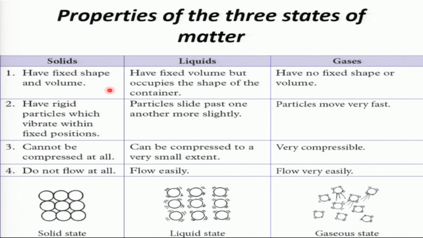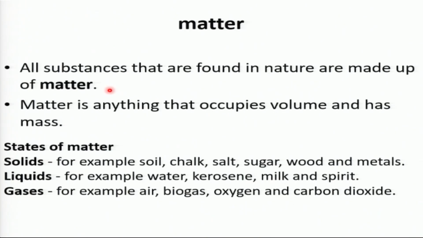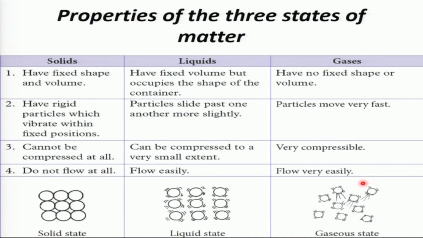So let us look at the shape of solids. Remember the examples we have given on the solid state? If you go back and look at the examples, we talked of the soil, the chalk, the salt, sugar, whatever. So how is the shape of these substances in solid state? The shape and volume of a substance in a solid state are fixed. So solids have a fixed shape and a fixed volume.